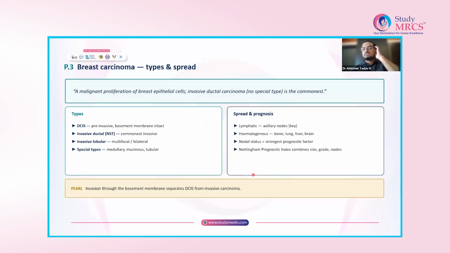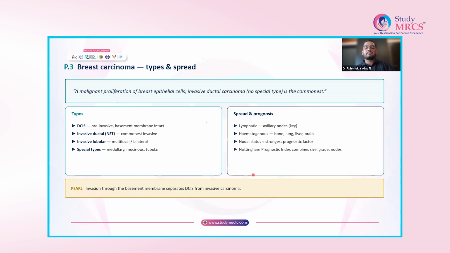The definition can be like this: a malignant proliferation of the breast epithelial cells. Among the different types of breast carcinomas, the most common is invasive ductal carcinoma, of non-specific type. The types can include ductal carcinoma in situ, which is the pre-invasive or pre-malignant one, where the basement membrane is intact.